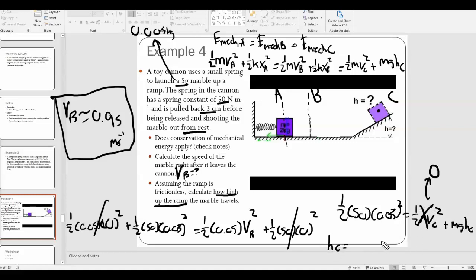Okay, and so it's a simple matter of plugging values in to get hc by itself. So I'm just going to do that now. I'm going to do 0.5 times 50 times 0.03 squared, and then I'm going to divide by the mass, which is 0.005, divide by 10, and I get hc is equal to 0.45 meters. Okay, and that's the answer you should have gotten for the last part of example 4. So pause there if you need to look at that some more.